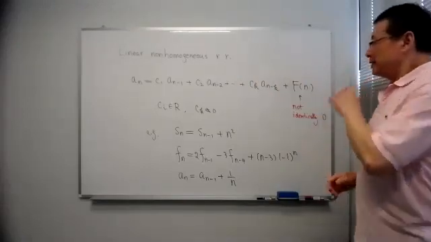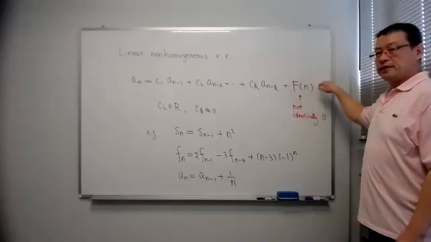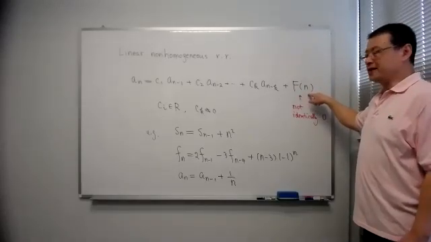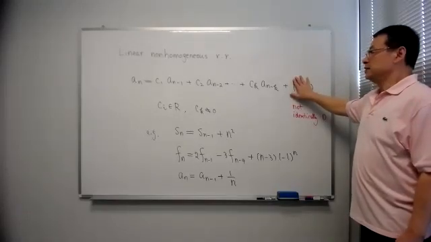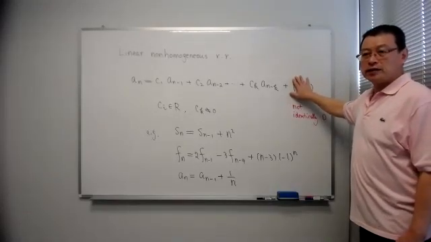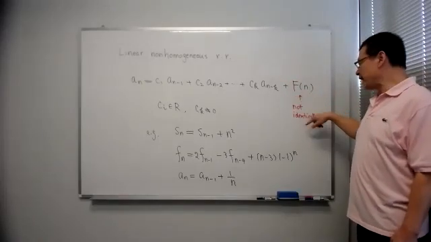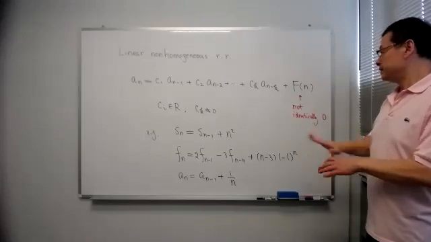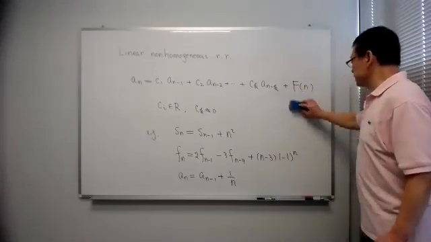Now the difference is we have another term here, f of n. This can be any function of n, and it's not always zero. If it's always zero, then we have a homogeneous relation. So for the non-homogeneous case, this part is not identically zero. All right. So we discuss things under this assumption.